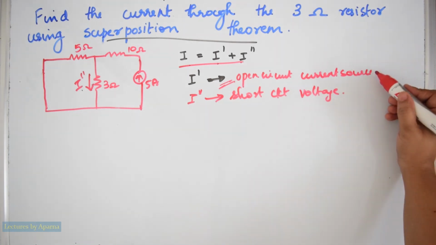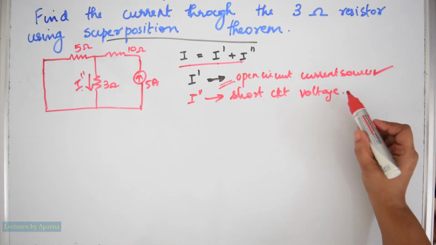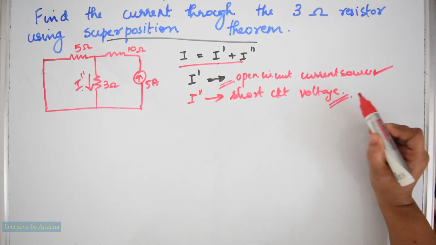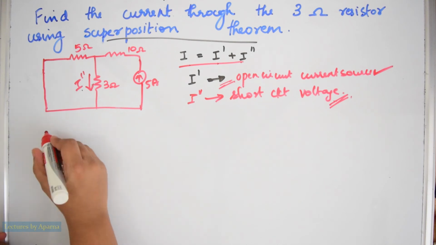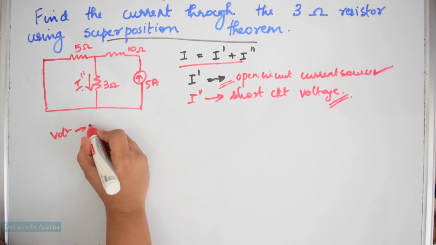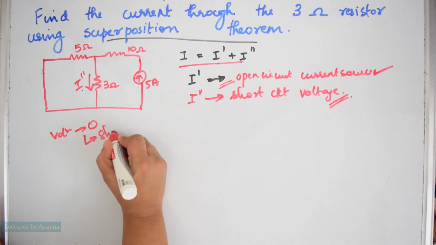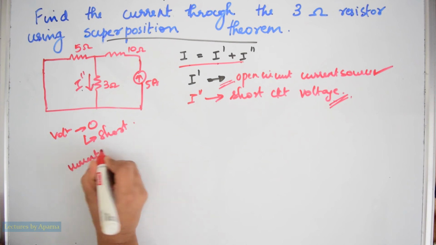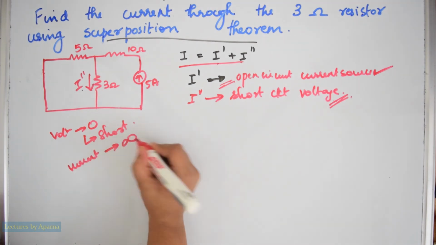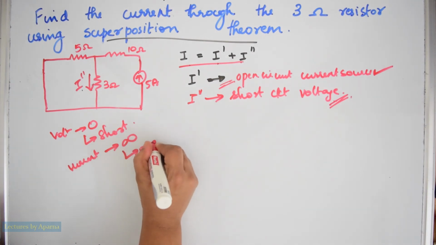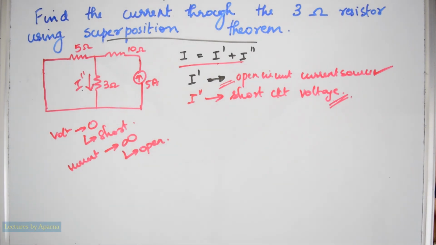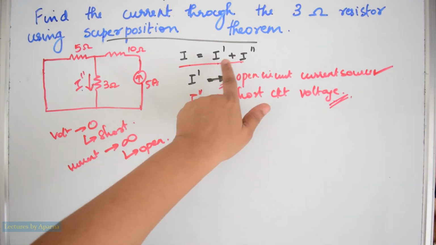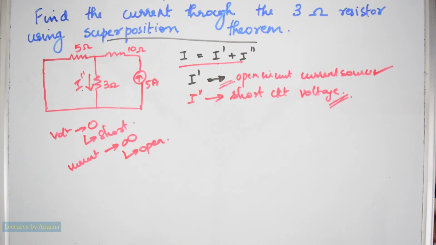So we are considering only one source at a time, and the other source is replaced by its internal resistance. For a voltage source, the internal resistance is 0, so it becomes a short circuit, whereas a current source replaced by its internal resistance, which is infinity, becomes an open circuit. So we are considering the algebraic sum of the currents obtained by replacing the sources with their internal resistance. Let's start doing the problem.